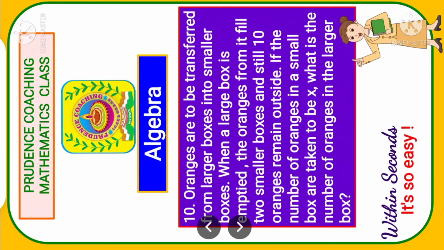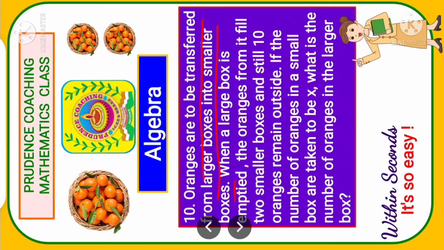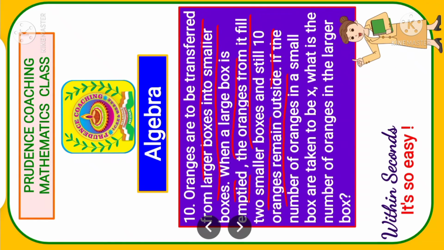Students, let us start with sum number 10 of this particular exercise, as we have completed till sum number 9 in the previous video. Oranges are to be transferred from larger boxes into smaller boxes. So we are just taking out the oranges from the larger boxes and keeping them in the smaller boxes. According to the question, when a large box is emptied, the oranges from it fill 2 smaller boxes and still 10 oranges remain outside. So if we take out oranges from a large box, we will find that 2 small boxes will fill, and after that also 10 oranges will be left over.